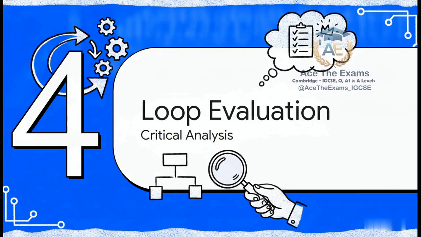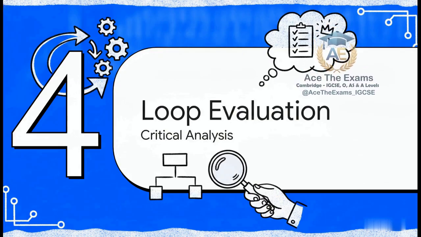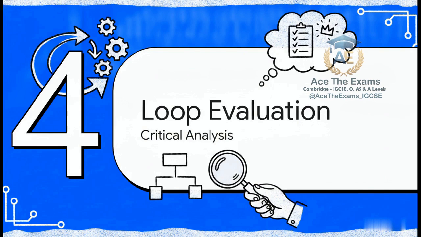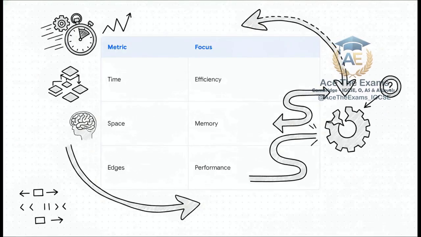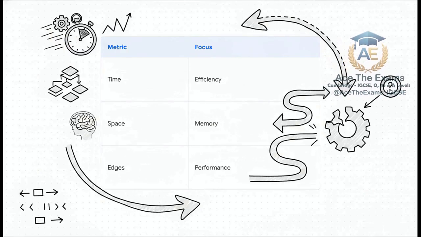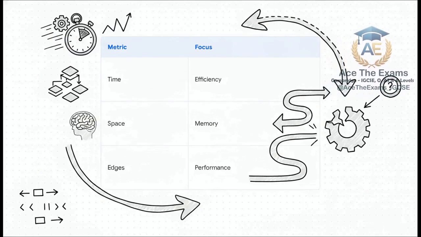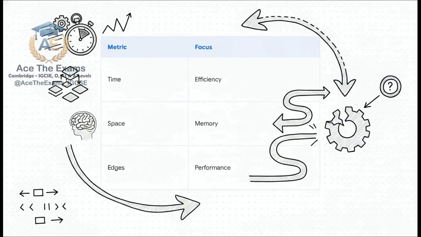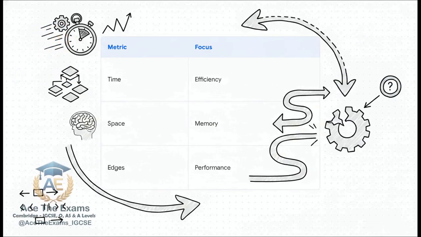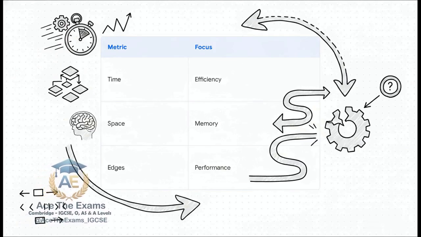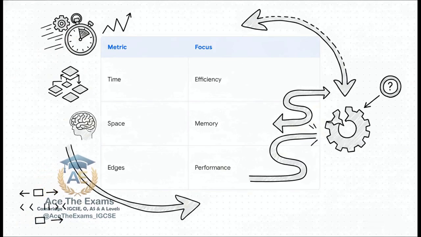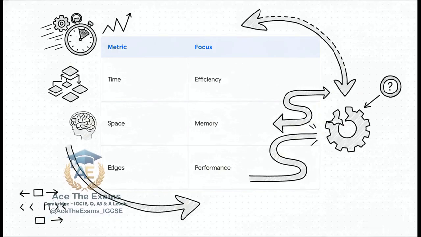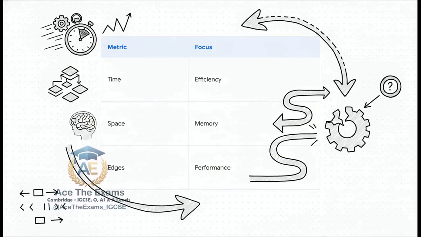Finally, we arrive at Section 4, Evaluating Loop Performance. Writing the code is just step 1. For those higher-order assessment objectives, writing the repeat until loop is really only half the battle. To critically evaluate algorithm quality, you can't just say the code works. You must identify its time complexity. How fast and efficient is the execution? You must identify its space complexity. How much memory is this loop eating up? And most importantly, you need to explain exactly how edge cases might affect the overall algorithm performance.